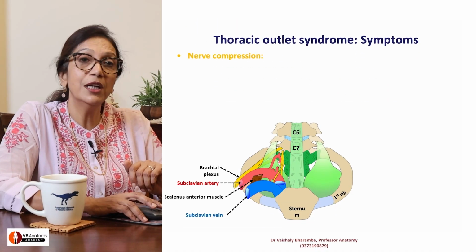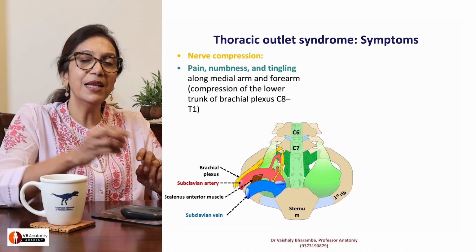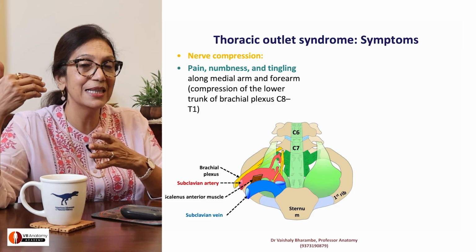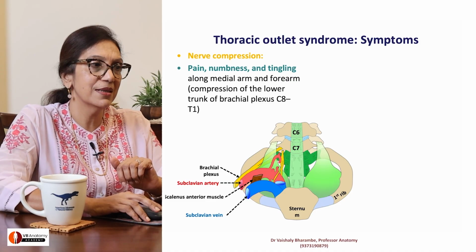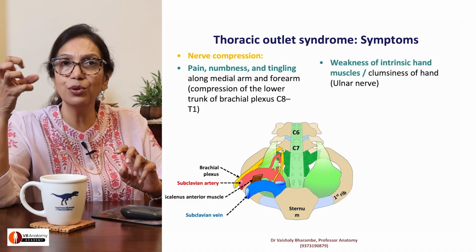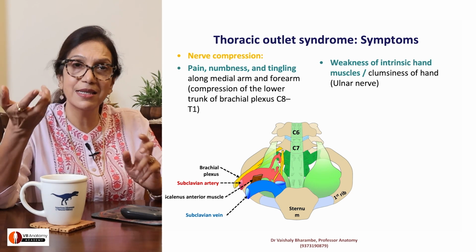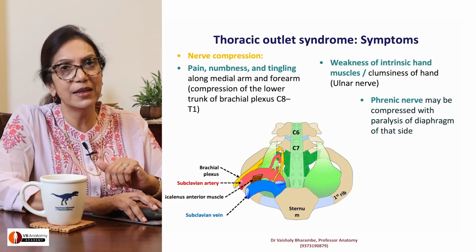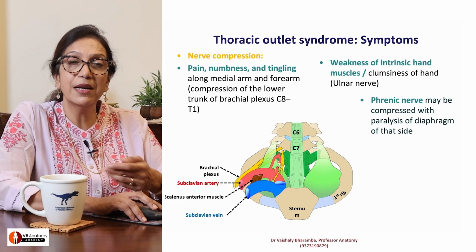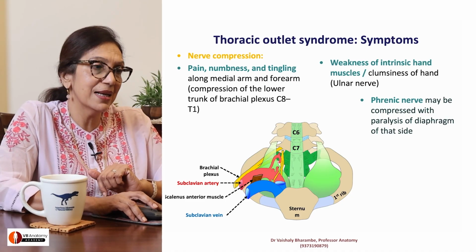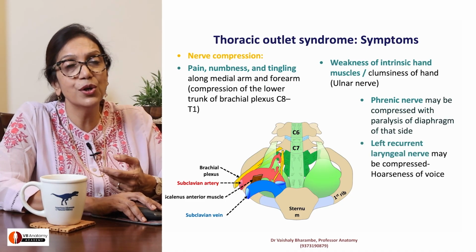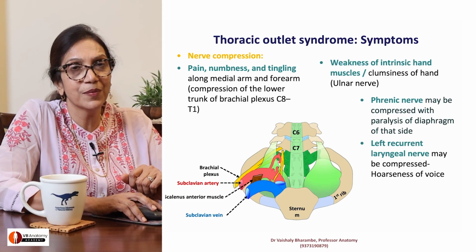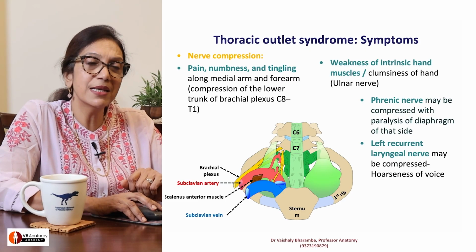Now let's talk about the nerves. Okay? So pain, numbness, tingling along the medial aspect because lower brachial plexus, remember C8, T1, is getting compressed. Ulnar nerve is getting compressed, so the ability to move his hand is hampered. Maybe the phrenic nerve, which is crossing the subclavian at this point, could also be involved, resulting in diaphragmatic paralysis of that side. Or you may have a hoarseness of voice if the tumor is on the left side, compressing the left recurrent laryngeal nerve. So these are all symptoms of thoracic outlet syndrome.